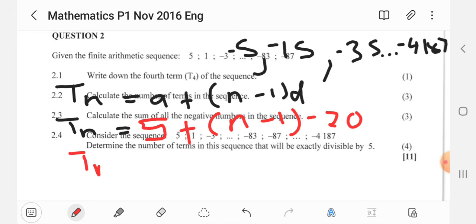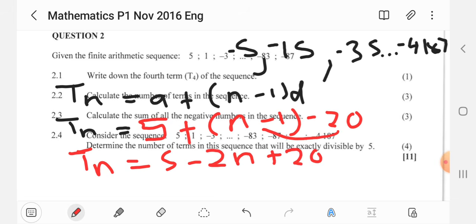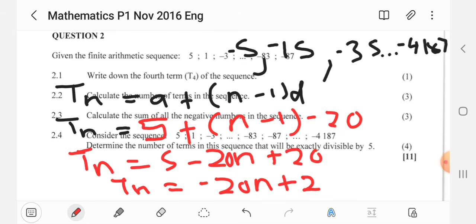So tn equals minus 20n plus 20, this one, and then this is 20, and then we'll say tn equals negative 20n plus 25.